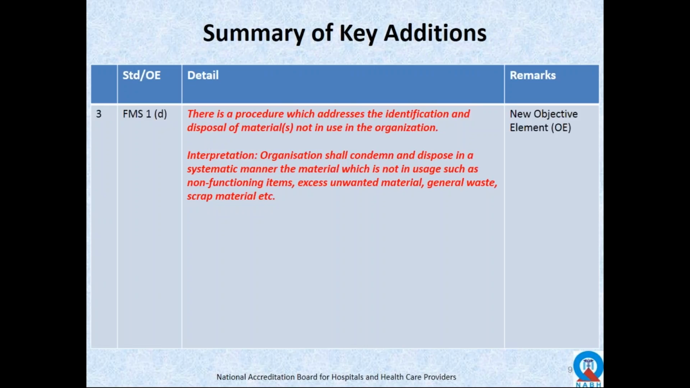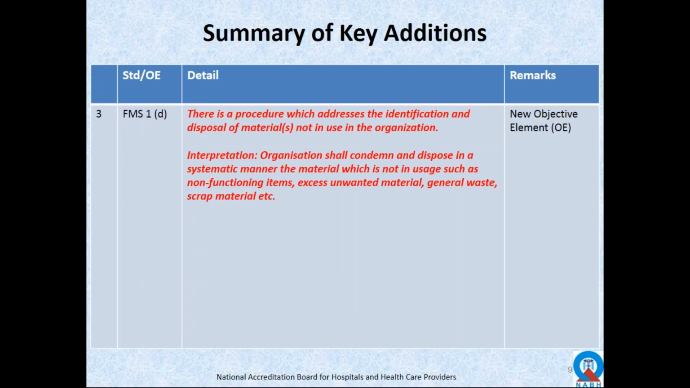FMS 1D is a new objective element which has been added to address the identification and disposal of materials which are not in use in the organization. Very often when we go around hospitals, we find a lot of unwanted material, items which are not in use, equipment which is not in use, general waste, scrap materials lying here and there in the hospital, which definitely causes a trip, slip or a fire hazard, and also acts as a source of infection. So this particular element has been added so as to address all these things, where the organization is now required to identify such material and condemn and dispose this material in a very systematic manner.